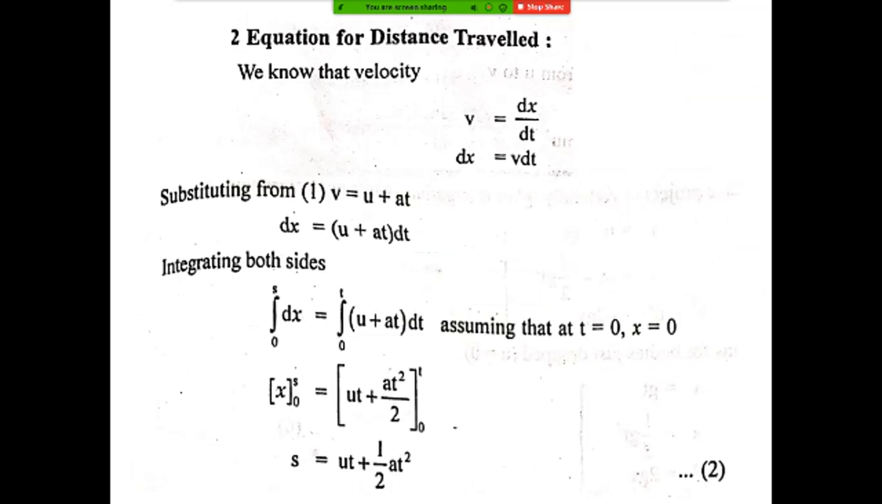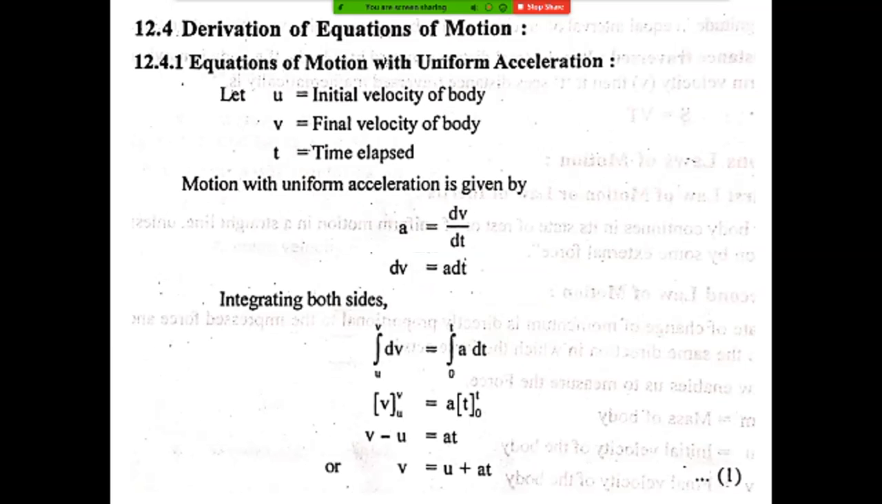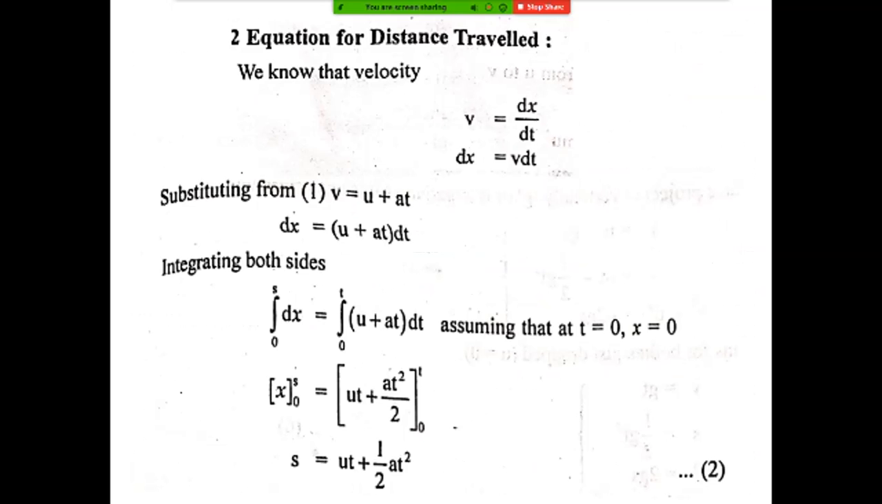Next is the equation for distance traveled. First we saw the equation for final velocity. Now the equation for distance traveled. We know that velocity is the distance traveled at any time t, given by dx by dt. Then dx is equal to v into dt. We know velocity is equal to u plus at, so I will substitute u plus at in place of v. Then dx is equal to (u plus at) multiplied with dt.